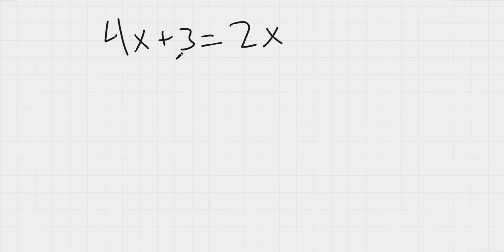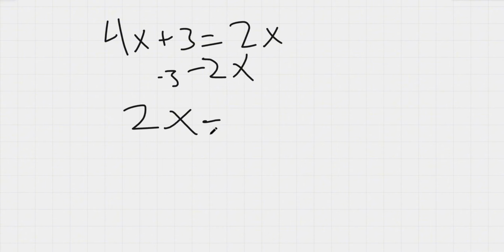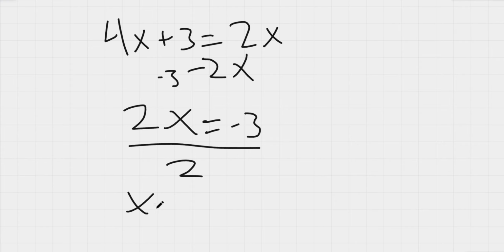Your solution. So if we just have a normal linear equation like this, I want you to try to solve this on your own. Okay, so we just subtract 2x from both sides and 3 from both sides. And we're just going to get 2x is equal to negative 3, divide both sides by 2, and we're going to get x is equal to negative 3 over 2.